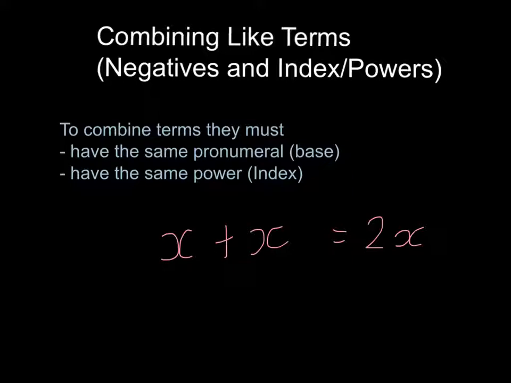You can combine y to the power of 4 and y to the power of 4 because they both have the same base and they both have the same power. So that is 2 lots of y to the power of 4.